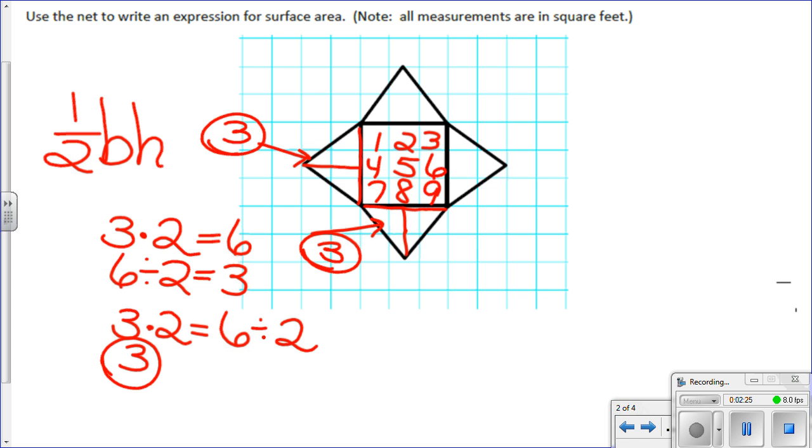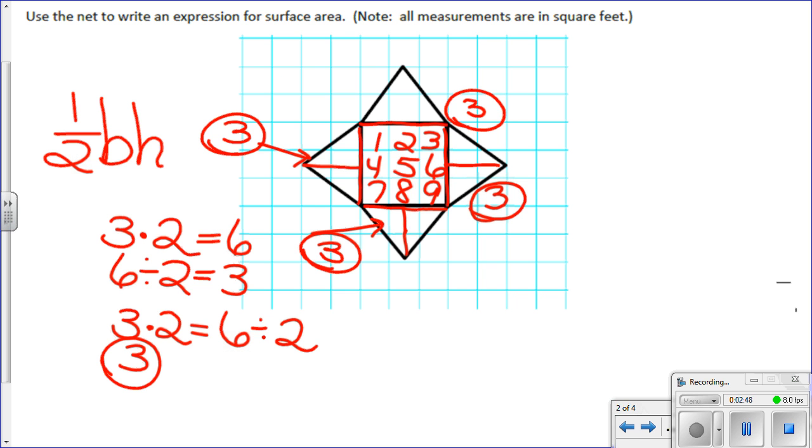So let's just verify the other ones. On this other side, it has a base length of what? 3 and a height of 2. Do I need to do the math for that one? No, the area is 3. And how about this top one? Base length of 3 and a height of 2, for an area of 3.